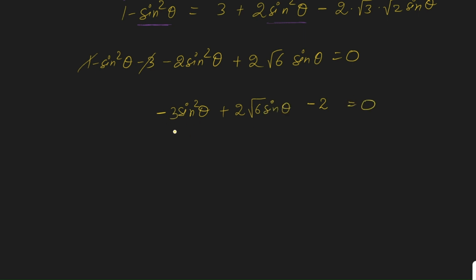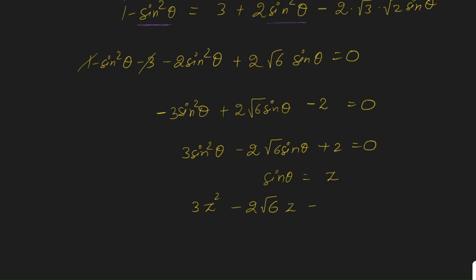Alright, next we can multiply the whole equation by negative 1 to make the coefficient of sin² positive. So we'll get 3 sin²θ − 2√6 sin θ + 2 = 0. Then again, this equation is a quadratic equation in sin θ, so let's replace sin θ by a variable. Let's use z this time. So this will become 3z² − 2√6 z + 2 = 0. And then we can use our quadratic formula to simplify this.